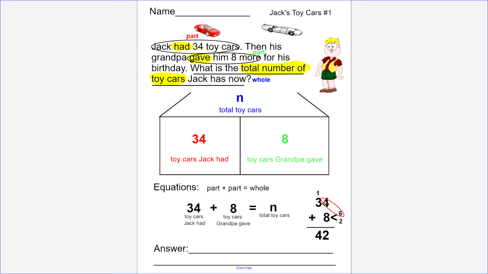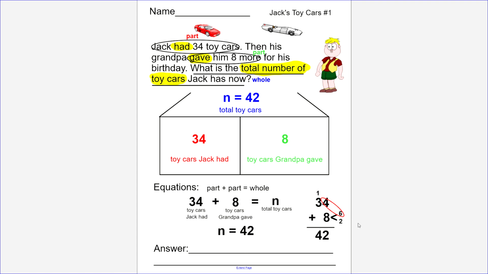Then I have 1 plus 3. 1 plus 3, of course, equals 4, so there's a 4 in my answer in the tens place. 34 plus 8 equals 42. So now I know that N equals 42. I always write that down here in my equation so that I know what N equals. Oh yes, N equals 42. Once I have determined what N equals, I also will add that to my bar diagram. Here you can see I've added N equals 42 to the bar diagram, showing that there are 42 total toy cars.